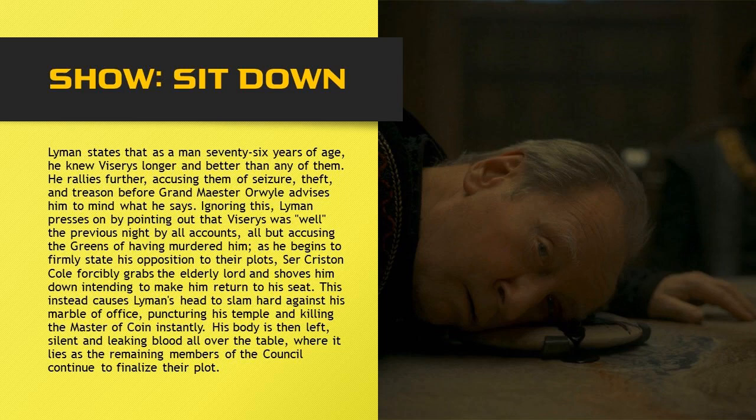Lyman states that as a man of 76 years of age, wow, he knew Viserys longer and better than any of them. He rallies further, accusing them of seizure, theft, and treason before Grand Maester Orwell advises him to mind what he says. Ignoring this, because Lyman don't care, Lyman presses on by pointing out that Viserys was well.